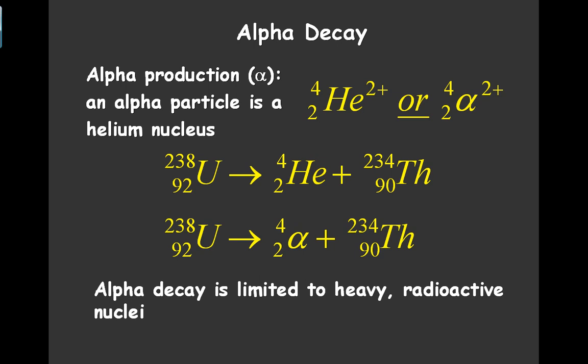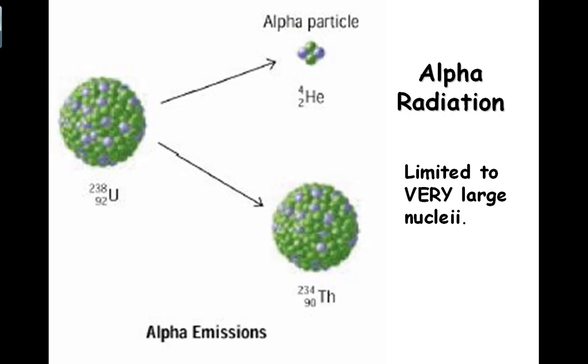Alpha decay typically is limited to heavy radioactive nuclei. So if you have a heavy element with a big mass number and it's radioactive, you typically will get some alpha decay. Now, the second type, beta decay, which we're going to get to in a second, has certain limitations as well. Now, physically speaking, here's the alpha particle being emitted from the uranium-238, and in the process, the thorium then is the other product. So here's a more visual representation of an alpha emission.